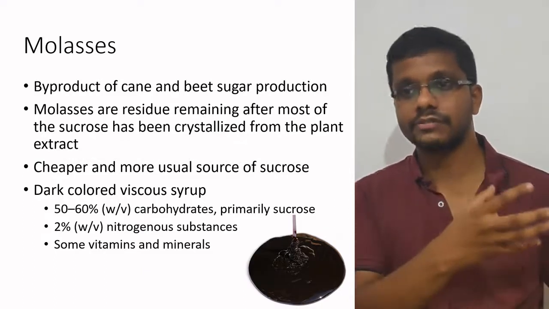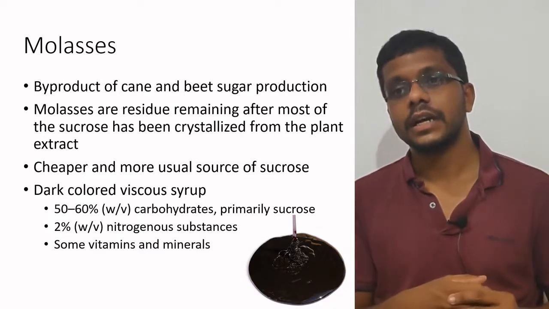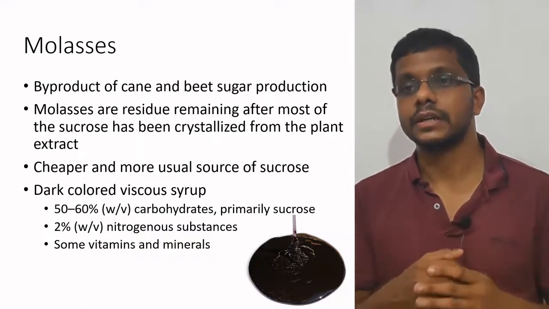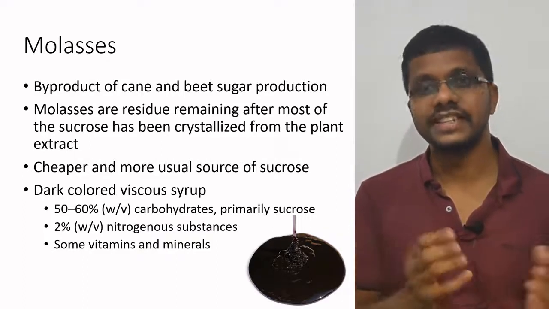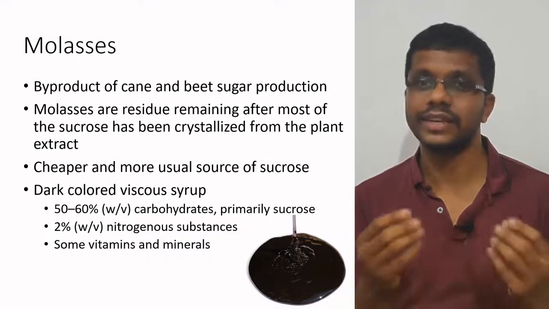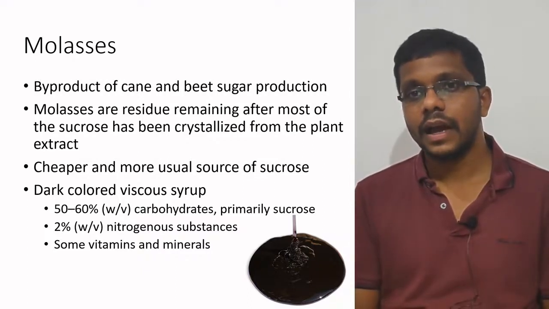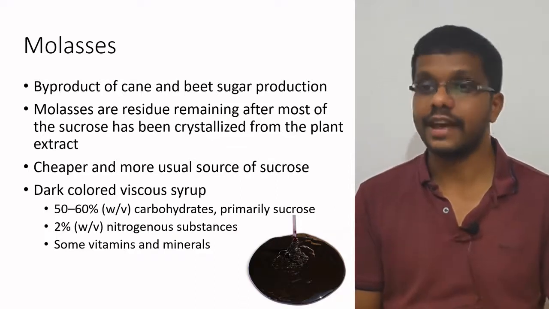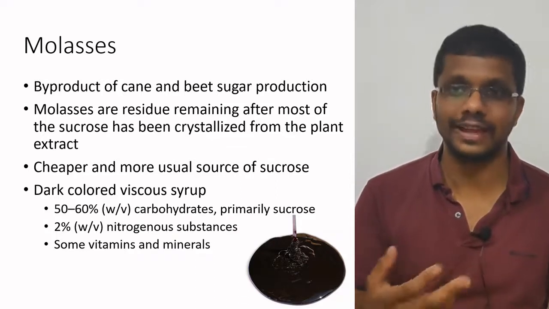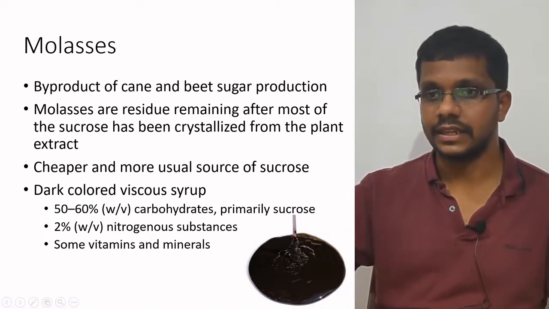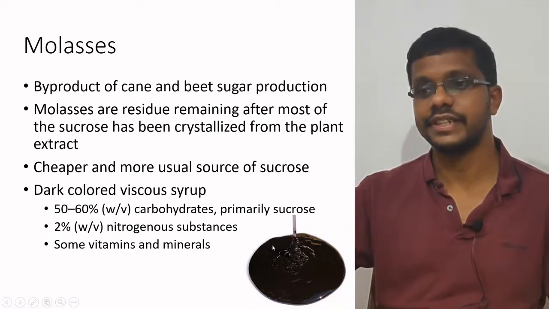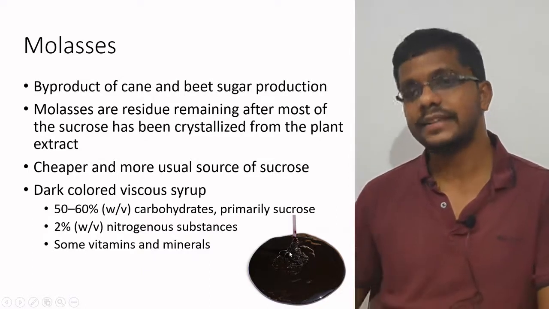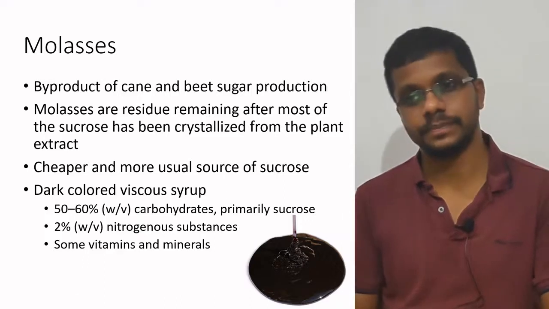When we are making sugar from cane or beet, there is a process of crystallization. The juice from this cane or beet will be concentrated and go for crystallization. That's how we get the sugar crystals. And the residue we get after crystallization is called molasses. Molasses is a dark viscous fluid. As you can see in the figure, it is a very dark viscous compound. It's actually a waste product of sugar industry.